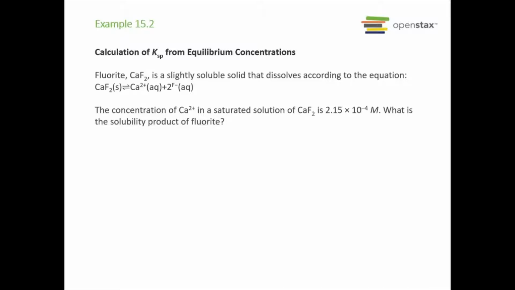So let's go ahead and start doing a bunch of examples. I have a lot of examples just for this one section. So we're told fluorite, CaF2, is a slightly soluble solid that dissolves with this equation. And then we're told that the concentration of Ca2+ in a saturated solution of CaF2 is 2.15 times 10 to the negative 4th molar. And we want to know what the solubility product of fluorite is.